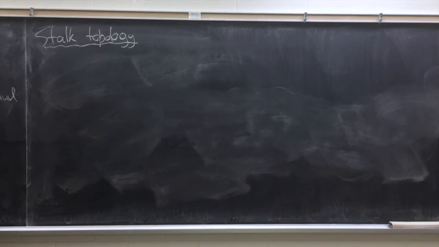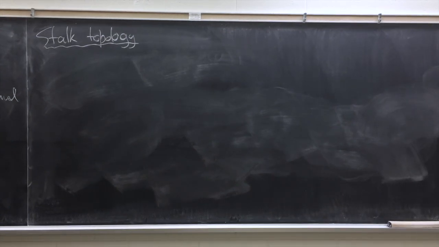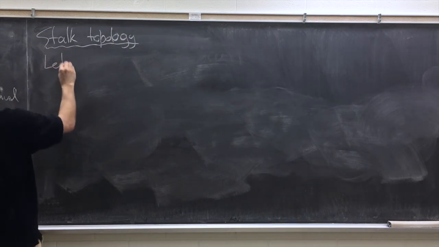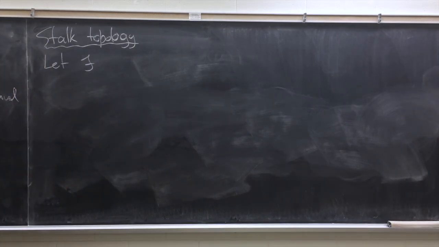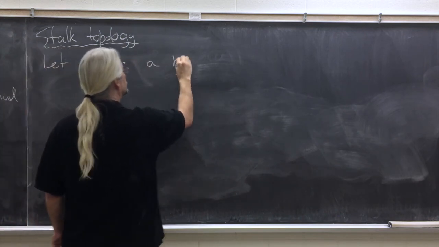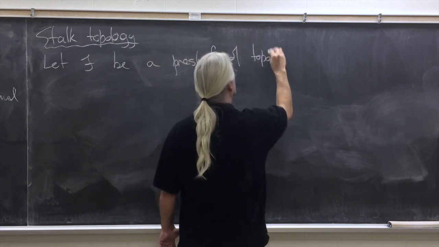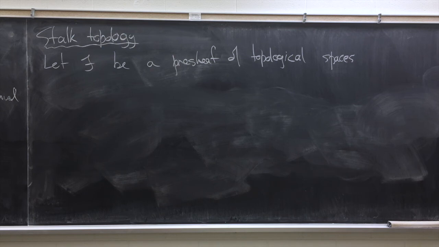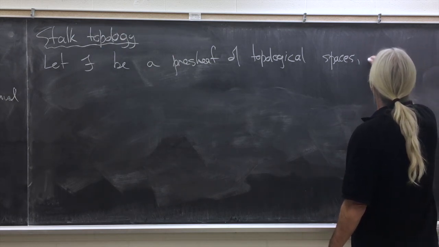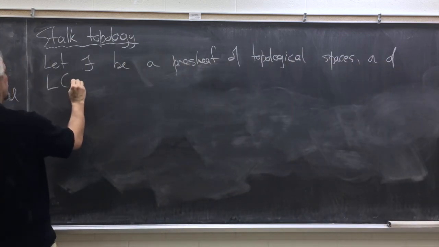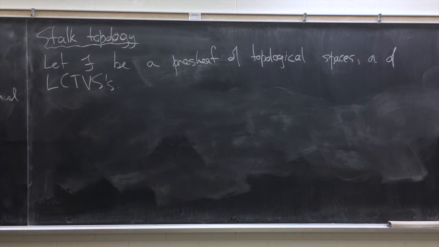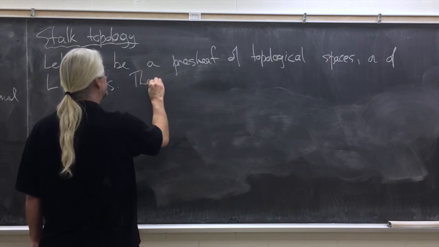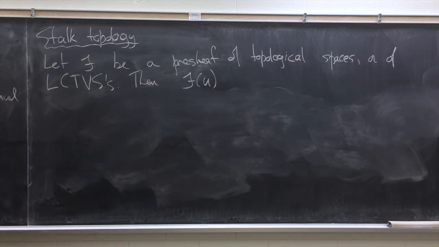Now, I've been talking about sheaves of sets. Now we're going to have topologies. So F will be a presheaf of topological spaces of some sort. We're going to be thinking about two kinds of topological spaces: just general topological spaces, and also locally convex spaces, so locally convex topological vector spaces. So the two types of topological sheaves that we're going to talk about are these. So in this case, F of U is not a set, it's a topological space.